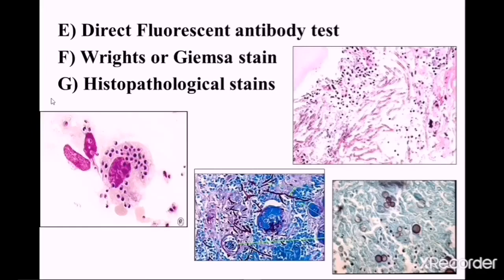Then there is the use of certain stains like histopathological stains. For example, this is hematoxylin and eosin stain, and you can see different hyphae. Then there is periodic acid Schiff stain. These are also fungal hyphae. Then there is Gomori methenamine silver stain. These brownish colored structures are fungi. These are actually yeasts. You can also find filamentous structures which are brownish in color. They are hyphae, and this is Gomori methenamine silver stain.